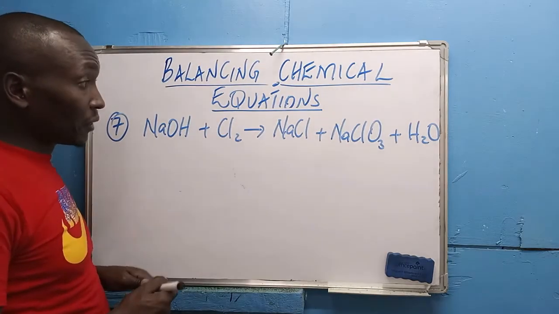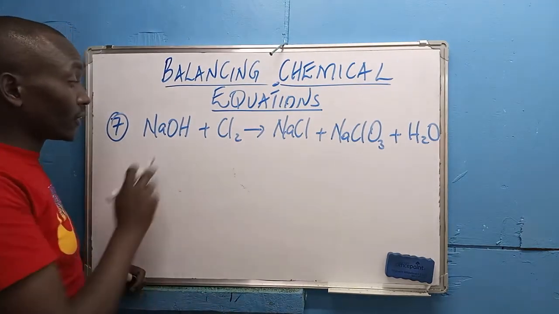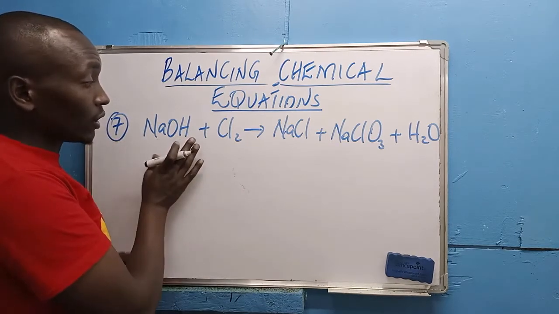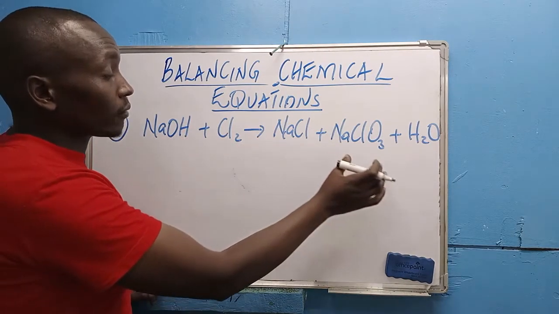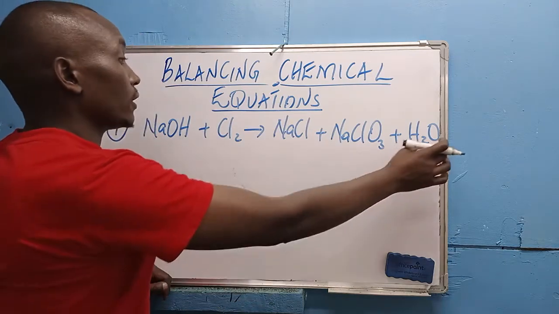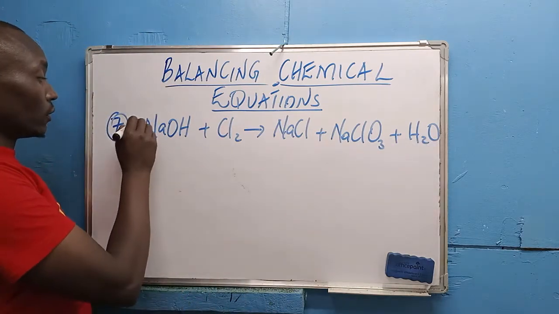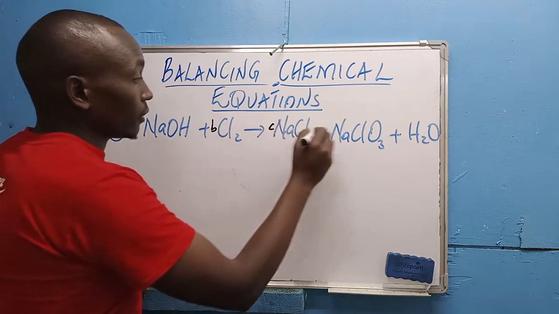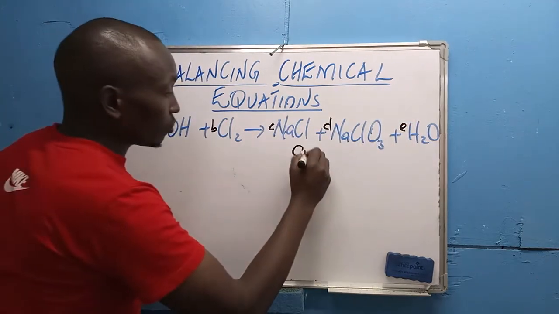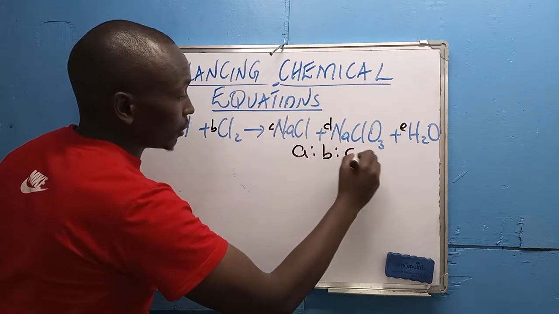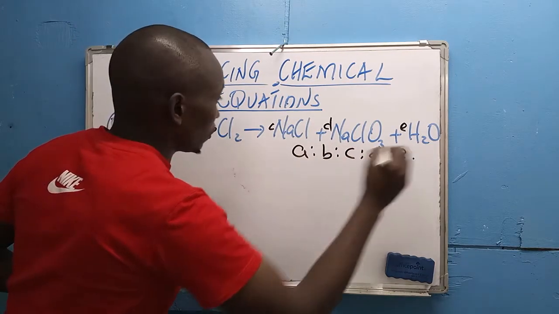Equation number 7 that we are trying to balance. Sodium hydroxide. Remember, this is concentrated and hot sodium hydroxide reacting with the chlorine. Sodium chloride is a product, sodium chlorate and water. So this is A, there is B here, there is C, there is D, and there is E. My aim is to establish the ratio A, B, C, D, and E.